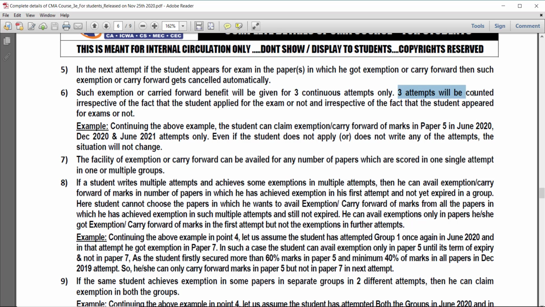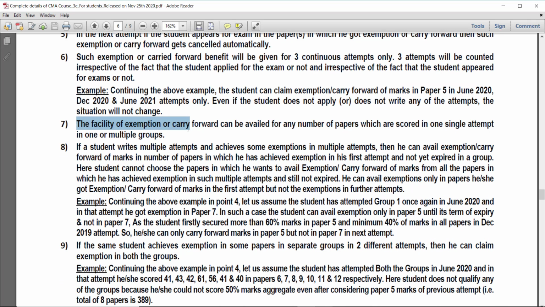The 3 attempts will be counted irrespective of whether the student applied for the exam or not, and irrespective of whether the student appeared for exams or not. The facility of exemption or carry forward can be availed for any number of papers which are scored in one single attempt in one or multiple groups.